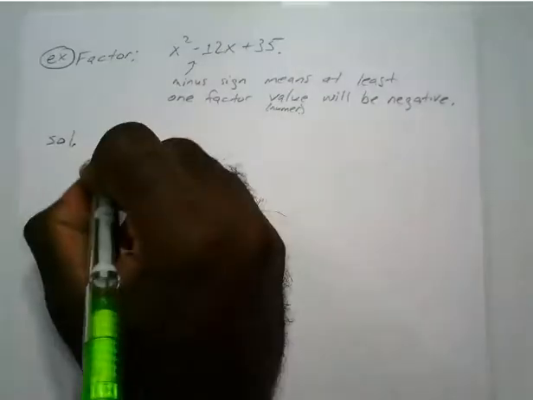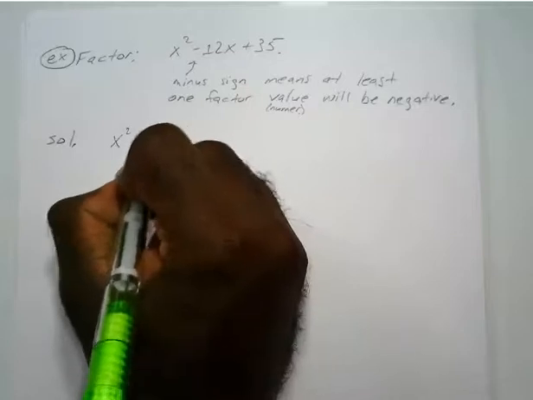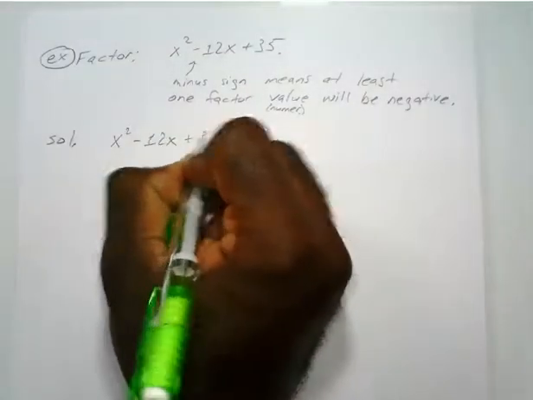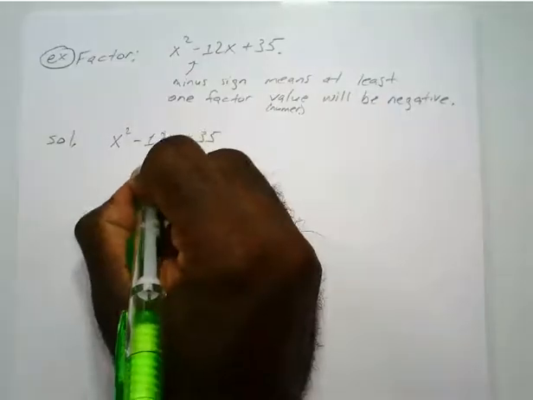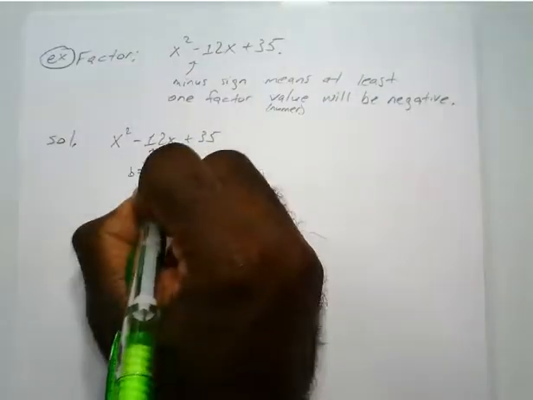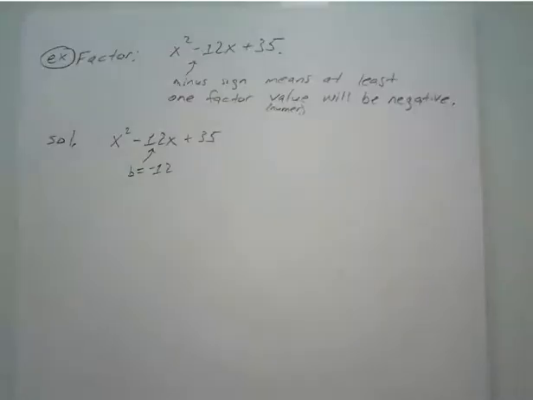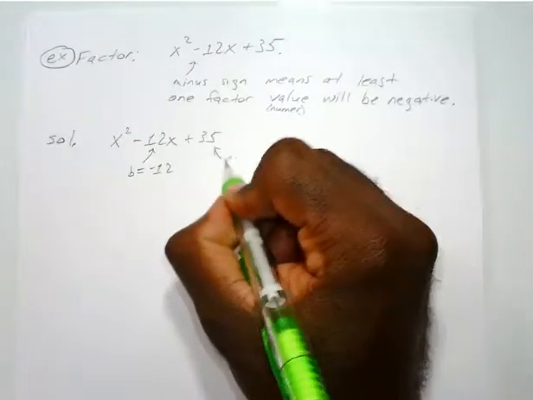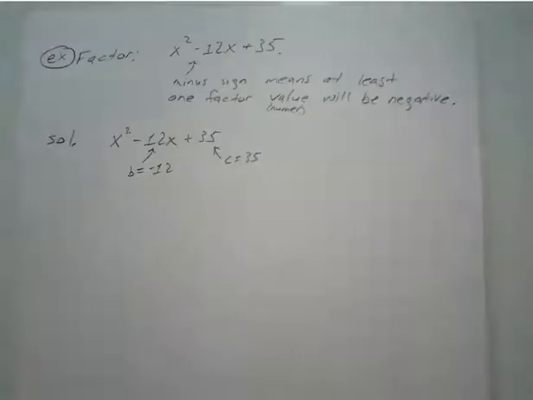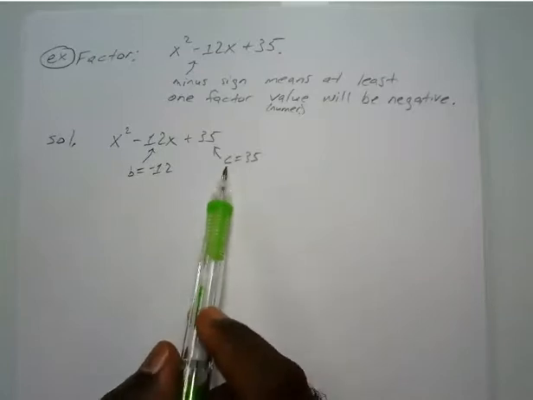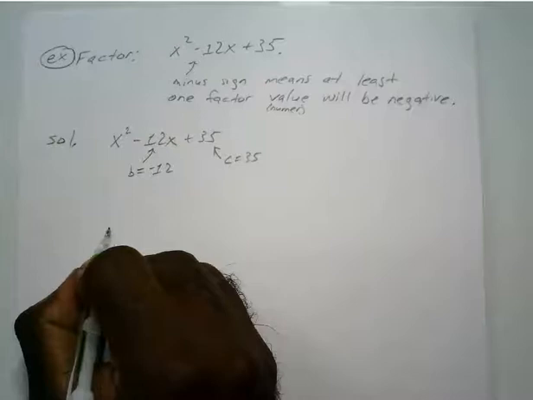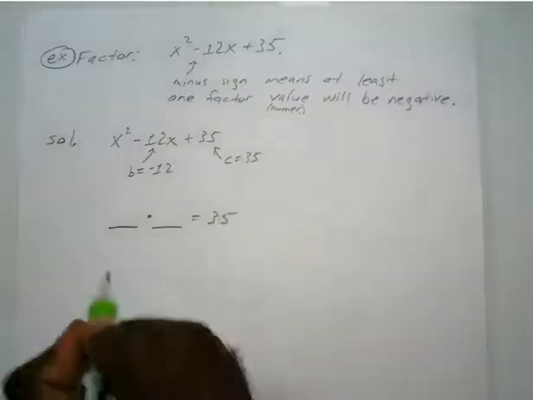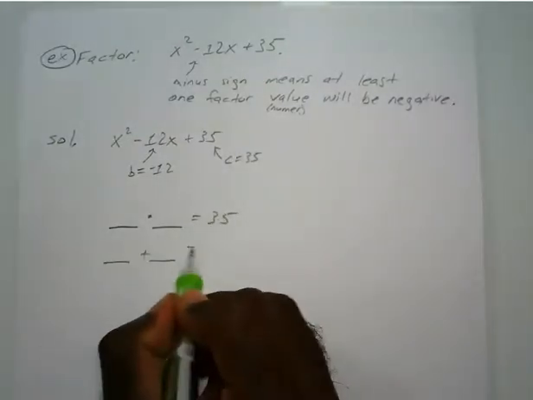Let's go ahead and rewrite it: x squared minus 12x plus 35. If we identify our B and our C, B equals negative 12, and C equals 35. That means we have to find two numbers that multiply to equal our C and add to equal our B. So we find two numbers that multiply to equal 35, and those same two numbers add to equal negative 12.